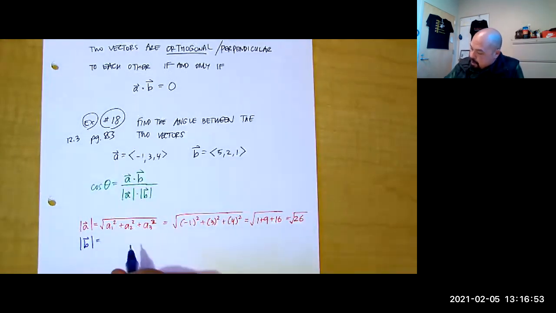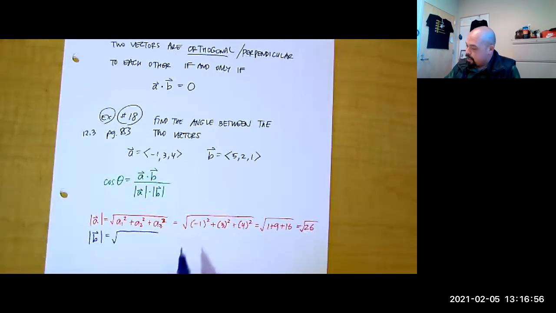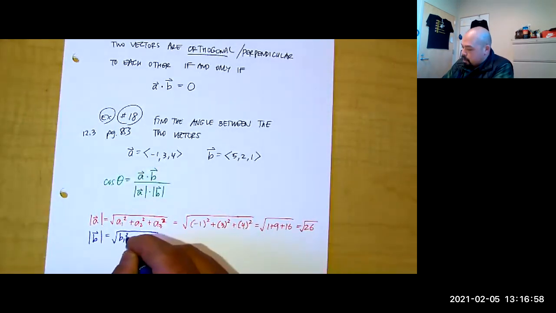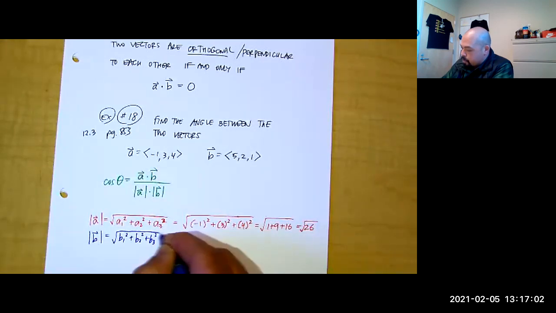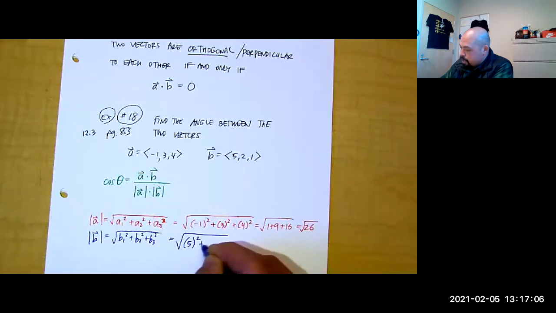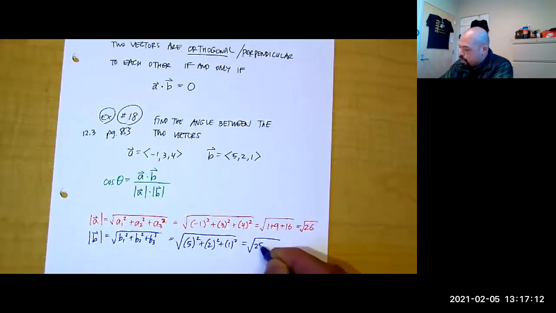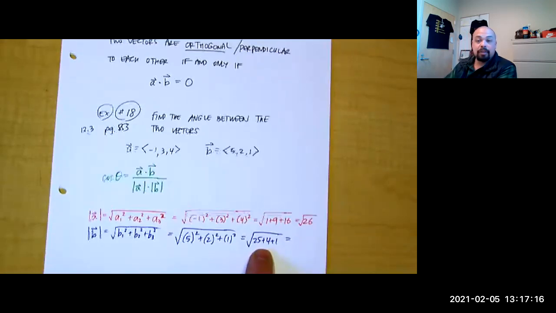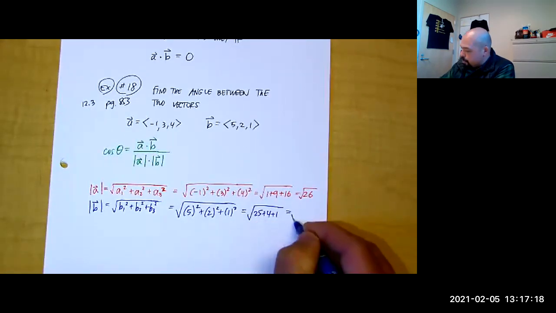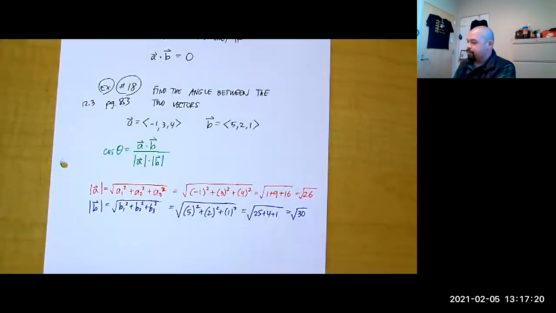Can't reduce that radical. The magnitude of vector B, and again, the sum of its components squared inside that square root. 5 squared plus 2 squared plus 1 squared. Square root of 25 plus 4 plus 1. 25 plus 4, 29 plus 1, 30. And again, I'm not able to simplify that radical.